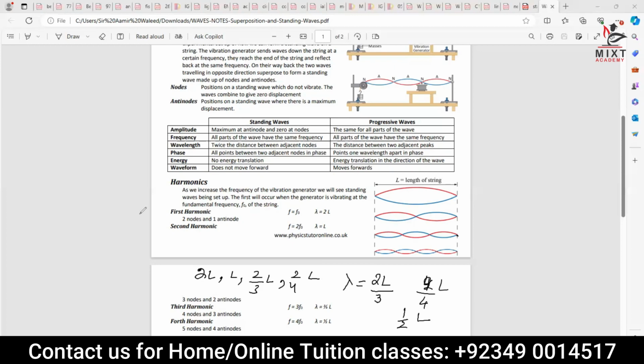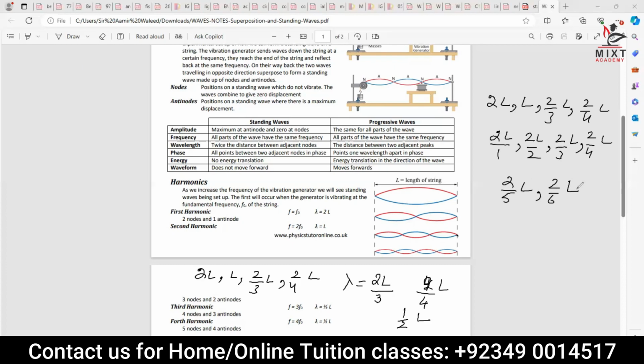Now check it. Wavelength decreases. No, I'm not saying wavelength is decreasing. Check it out. 2L, then you got L, then you got 2 by 3L, then you got 2 by 4L. Can I write it like this? 2L over 1. Can I write it 2L upon 2? Now see that 2 by 3L, 2 by 4L. What will be the next? 2 by 5L. Yes. And then 2 by 6L.